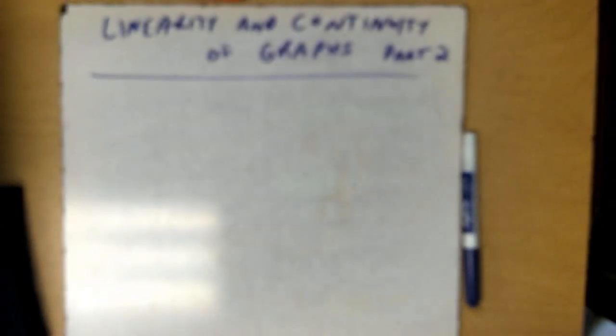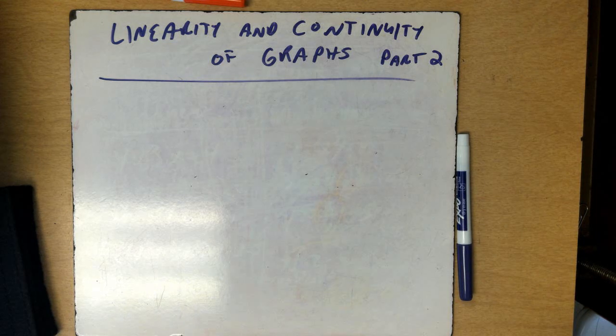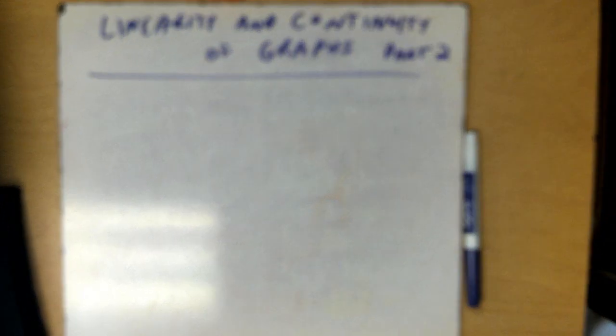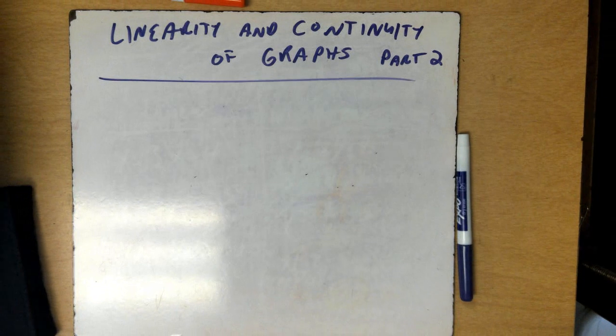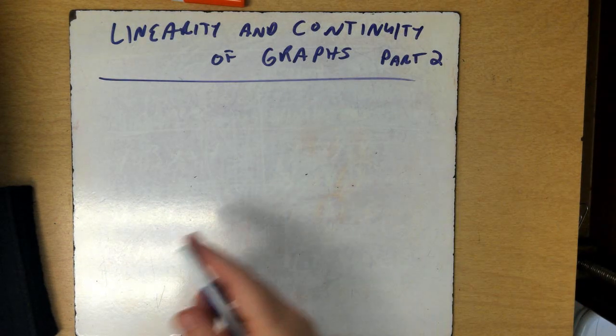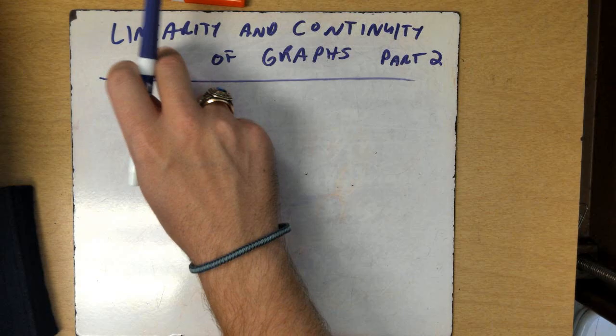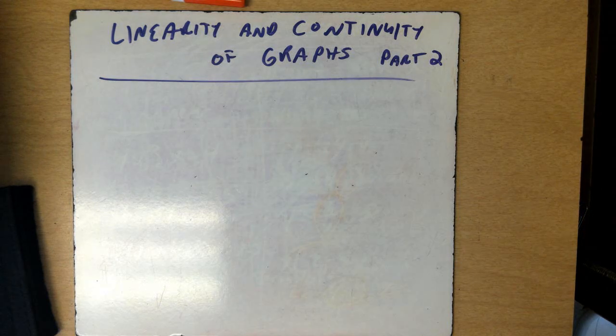Alright, today's topic is linearity and continuity of graphs, part 2. In the first part we talked about the different types of functions you can have, continuous, discrete, or neither. We also talked about what differentiates a linear and nonlinear graph. Here we're going to go another step into linearity.